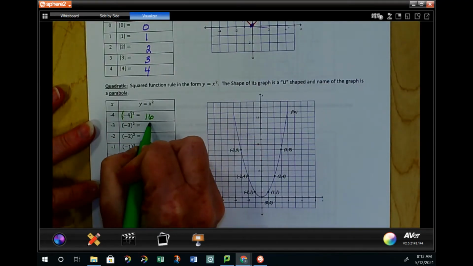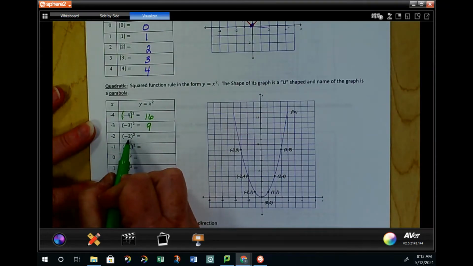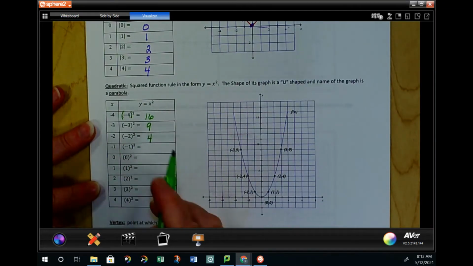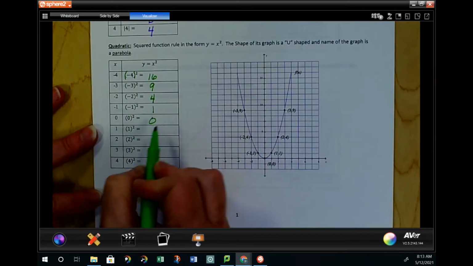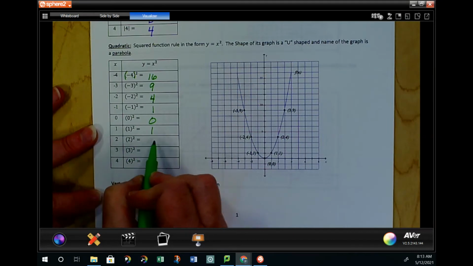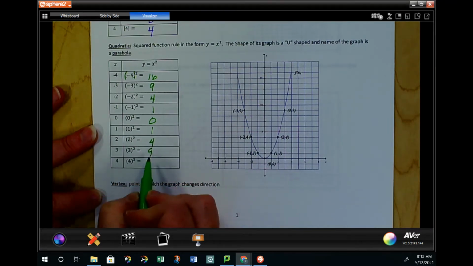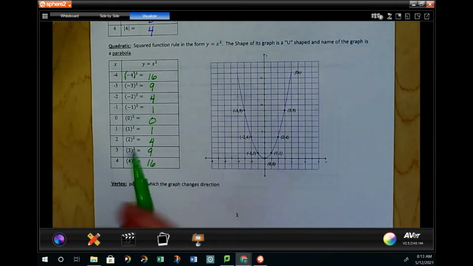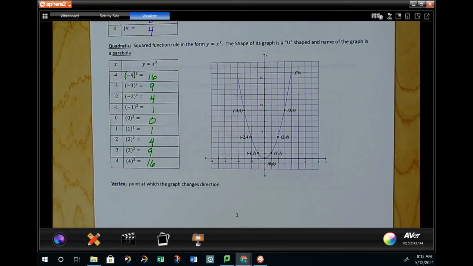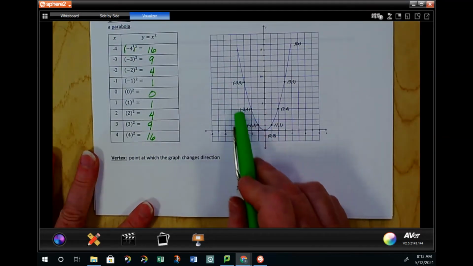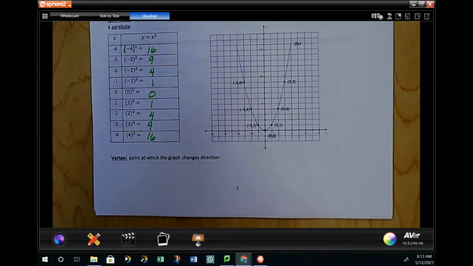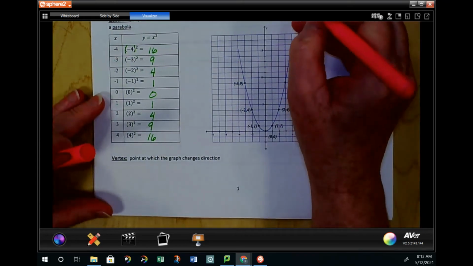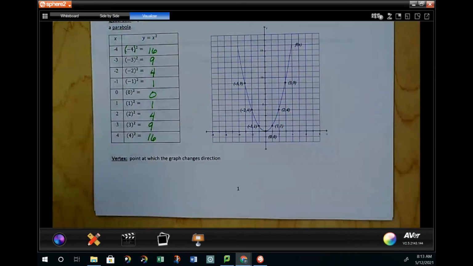-3 times -3 is +9. -2 times -2 is +4. -1 times -1 is 1. 0 times 0 is 0. 1 times 1 is 1. 2 times 2 is 4. 3 times 3 is 9. And 4 times 4 is 16. If you look, I pretty much put all of these little numbers on your graph. So this makes a U. This particular graph makes a U shape, so this one is going to be that U-shaped graph.